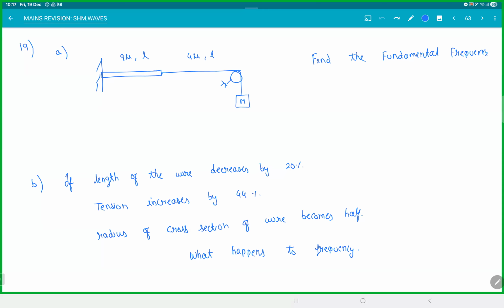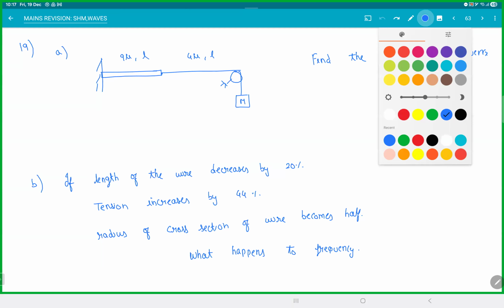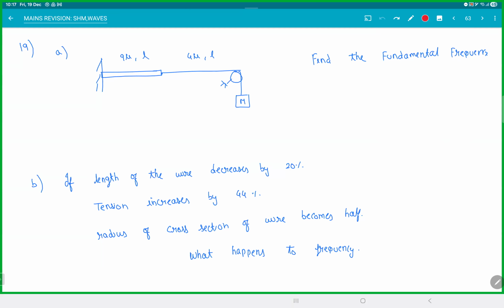So what is the catch in these kind of questions? When you have a composite string, the catch is this. That point of intersection cannot move. If that point moves, you start generating a reflected and a transmitted pulses and the whole setup goes off. So this point has to be a node. That is the main catch in this question. Then you're done. You can treat them as two different strings.